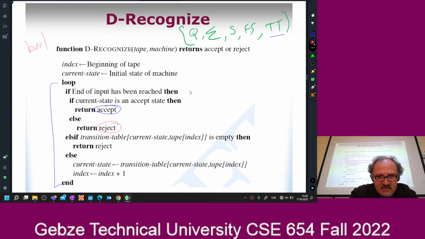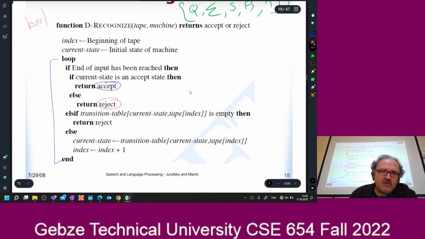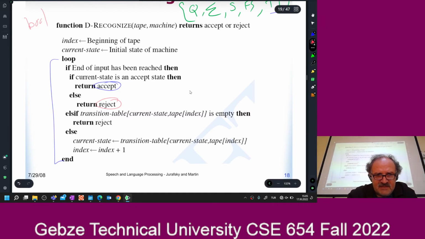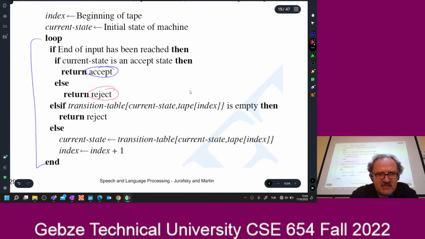Let's look at this one. What does that mean? There is only one condition for accept, and that condition is these two if statements. First, I am finished with the whole input. Second, I am at an accept state. For reject, there are two cases. One is that I am at the end of the tape and my current state is not an accept state. How about this other one? What is this reject?